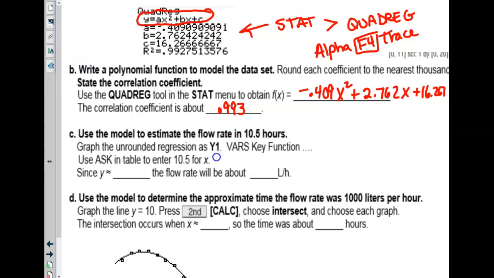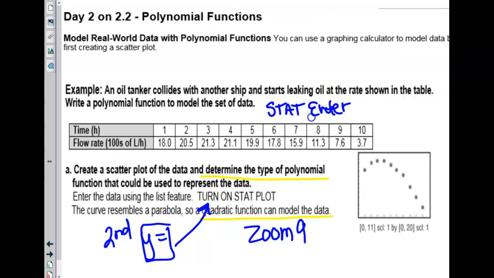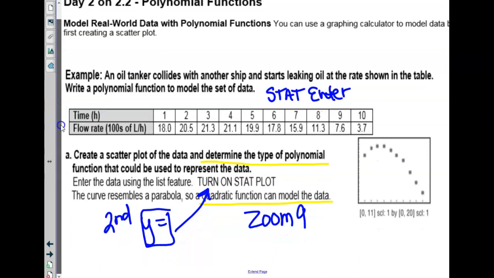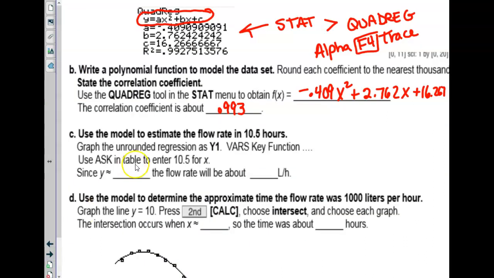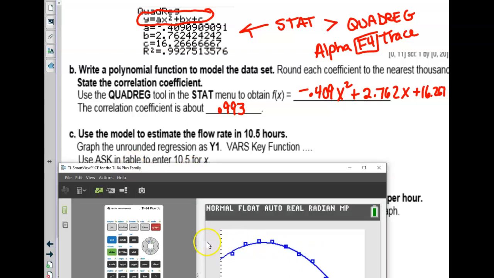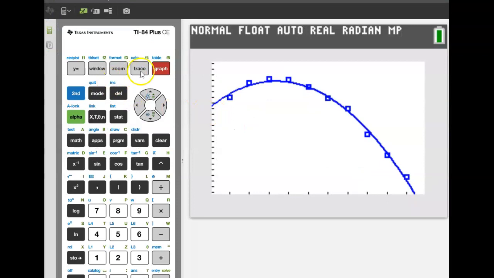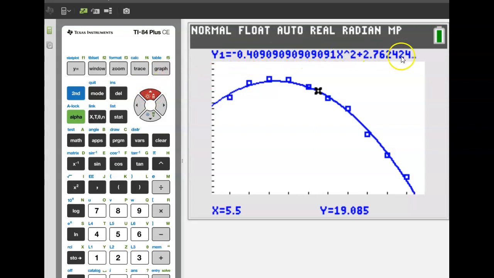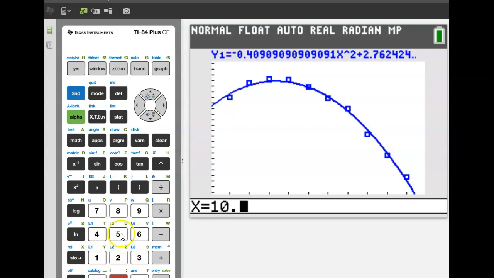All right. We are supposed to then use the model to estimate the flow in 10.5 hours. 10.5 hours would be an X value. So there's 2 ways you can do that. I hope you're paying attention here. You can trace to 10.5. You have to go trace and then up arrow so that across the top here is that saved equation. And then you can go to 10.5, but only if it's in your window.